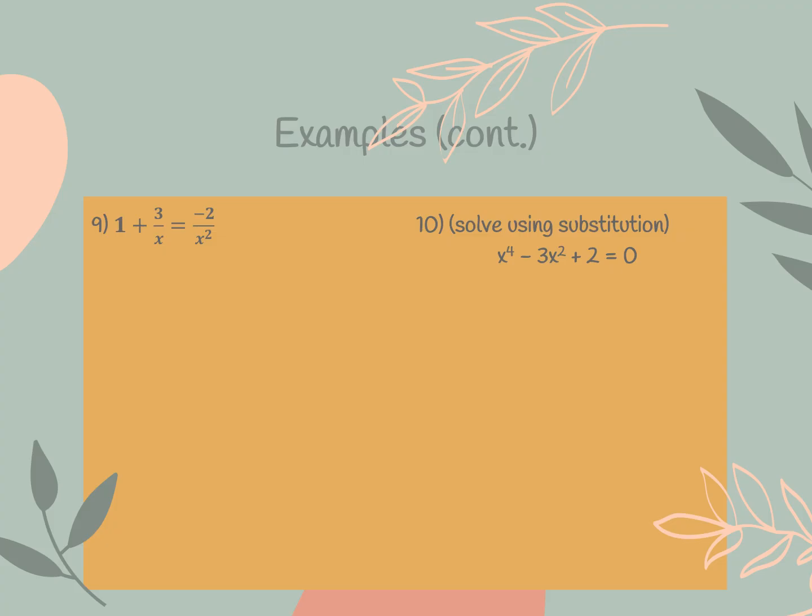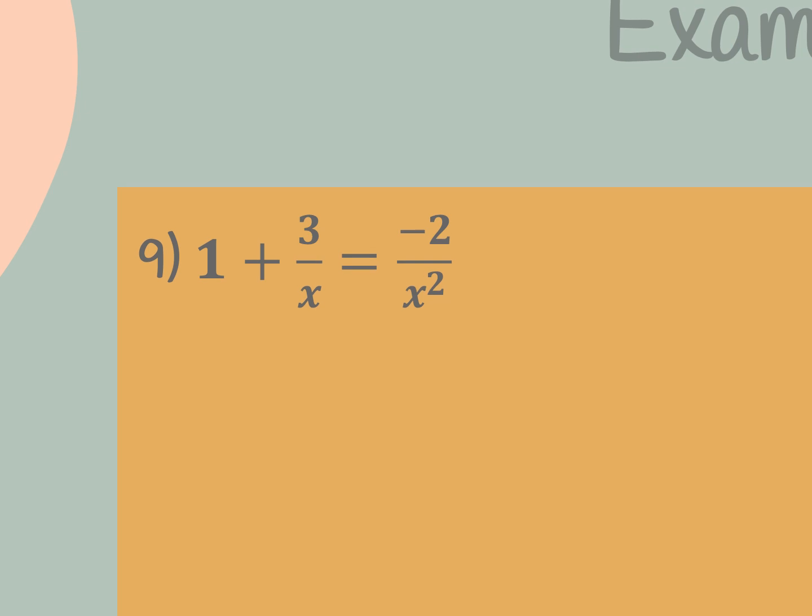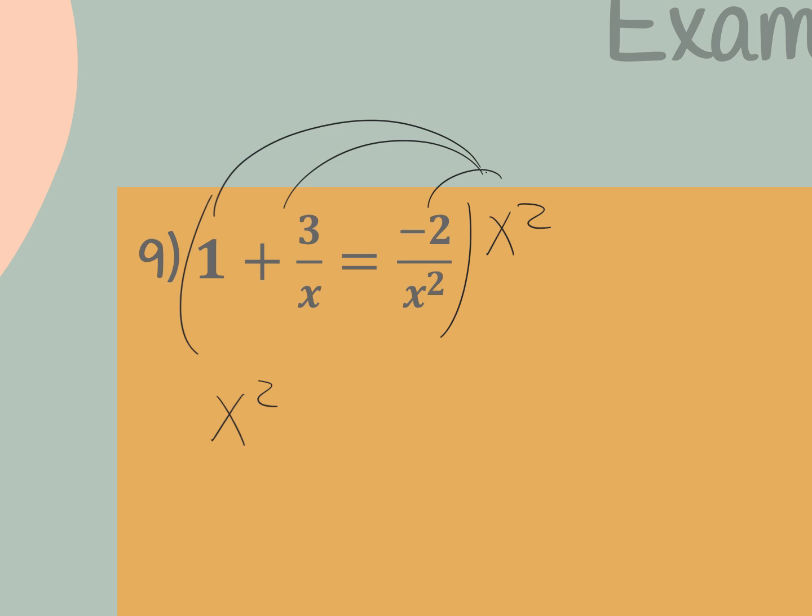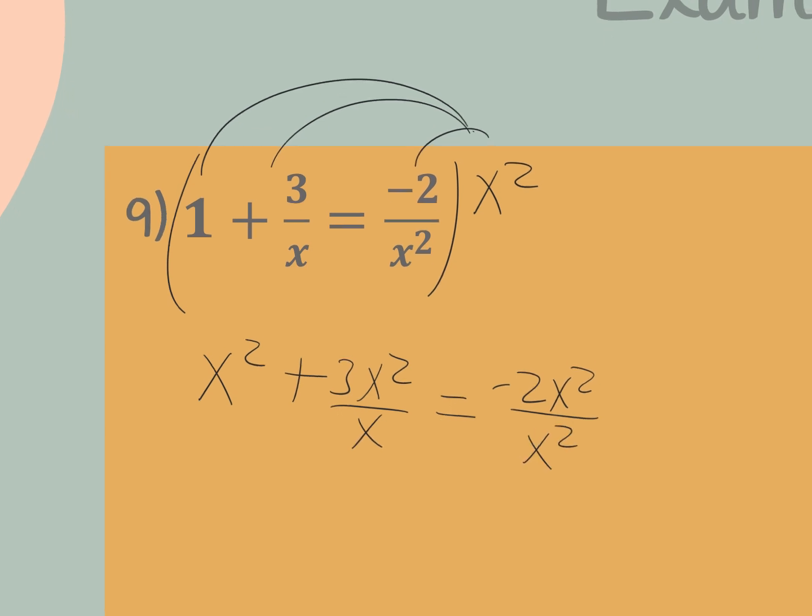All right, really quick, I'm going to do number 9. It looks a little bit different, but you guys have done something like this before. How do you get rid of that denominator? You're going to multiply everything by x squared. So we should get x squared plus 3x squared over x equals negative 2x squared over x squared, and now things are going to cancel. X squared over x is going to cancel. We get x squared plus 3x equals, and x squared are going to cancel, negative 2.